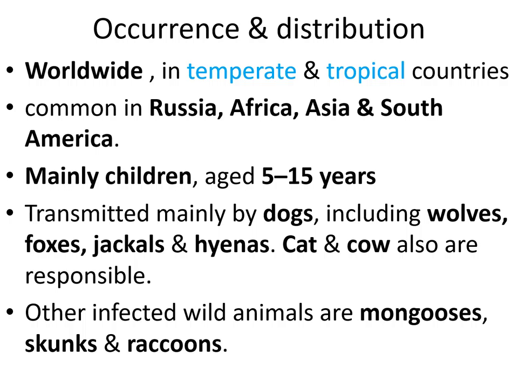Occurrence and distribution of rabies. Worldwide, in temperate and in tropical countries. Common in Russia, Africa, Asia, and South America. Mainly children, 5 to 15 years. Transmitted mainly by dogs, including wolves, foxes, jackals, hyenas; cats and cows also are responsible. Other infected wild animals are mongooses, skunks and raccoons.